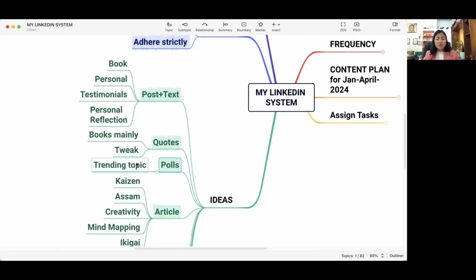So polls also will, so anywhere, suppose in a month, 2 or 3 times I see, okay, there's a trending topic. So let me ask people. For example, recently I asked people how important it is to be appreciated at workplace. And there's some 40, 50 people engaged with that content. So all those kind of things.